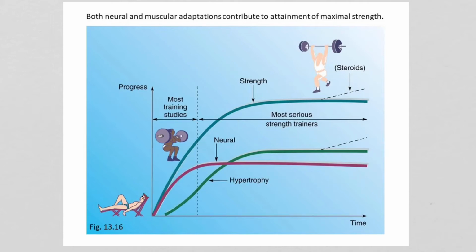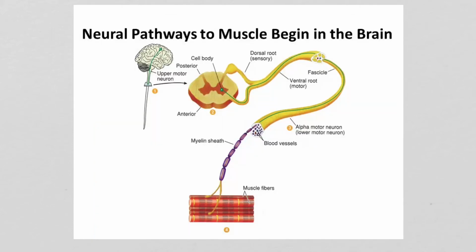So for the rest of this lecture, we're going to look at, first off, the changes in these neural mechanisms that are going to generate some of these strength gains, especially early on. And then we'll switch to hypertrophy and specific changes within the muscle itself. So let's start with the nervous system and some of these mechanisms that are going to help us increase strength right away. There are 4 of these mechanisms, and so let's start with the neural pathways in the brain itself.